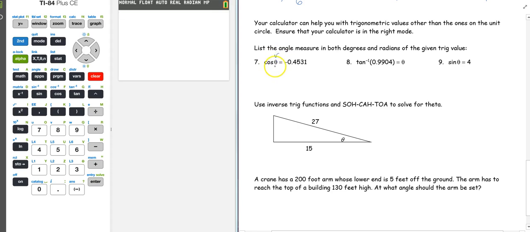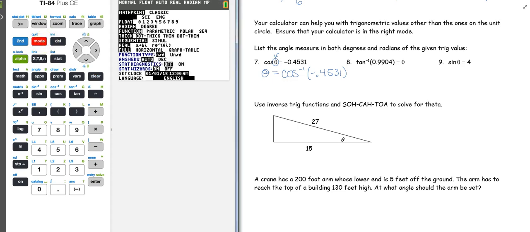So I'm still finding the angle measure. And because I'm solving for the angle measure, we have to use inverse trig. So here's a notation that you saw before. To isolate that theta, theta is equal to the inverse cosine of that given ratio of 0.4531. We want to give our answers in both degrees and radians, so we've got to be very, very careful about what we have in our calculator.